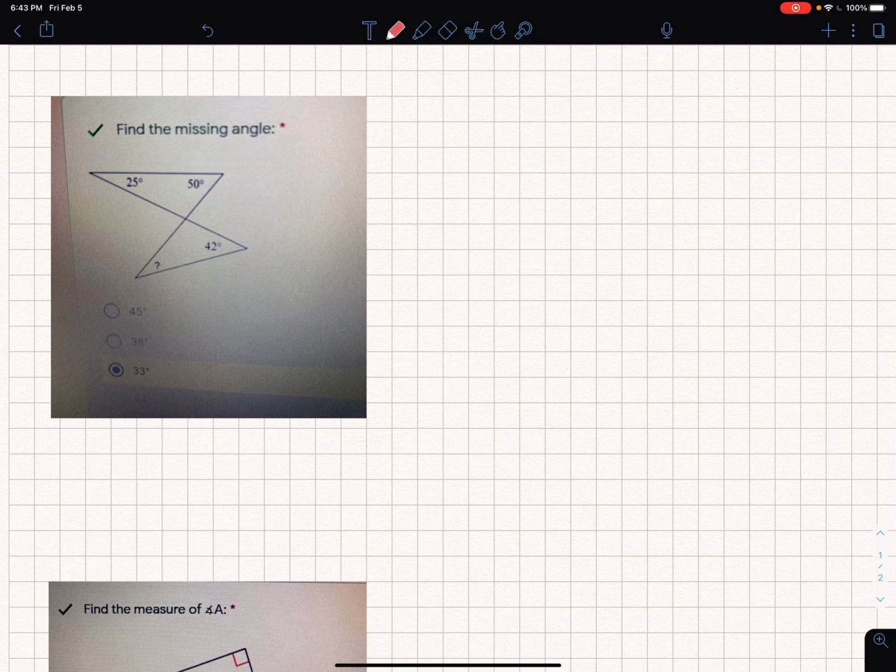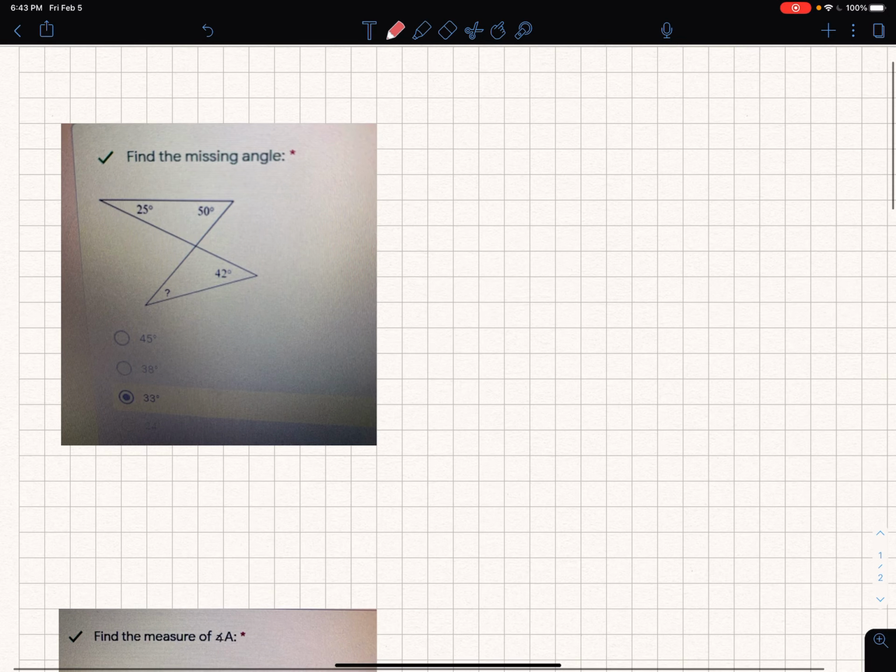All right, so going over these two that you wanted me to review for you. To find the missing angle for this first one, you have to realize that both the top and bottom are triangles, and for triangles, all three of the angles have to add up to 180. But you also know that these two triangles are connected here. They're connected and it's kind of flipped over.